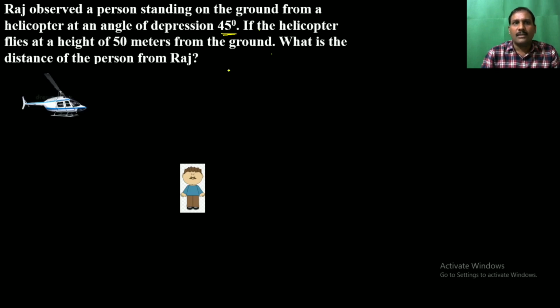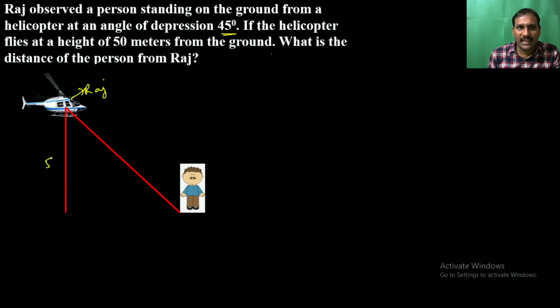Okay, so Raj observed a person standing on the ground from a helicopter. So he is Raj. Raj is in the helicopter. He is observing the person who is on the ground. The helicopter is flying at a height of 50 meters from the ground. What is the distance of the person from Raj? This we have to find.